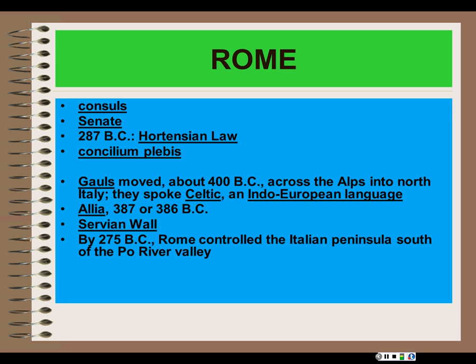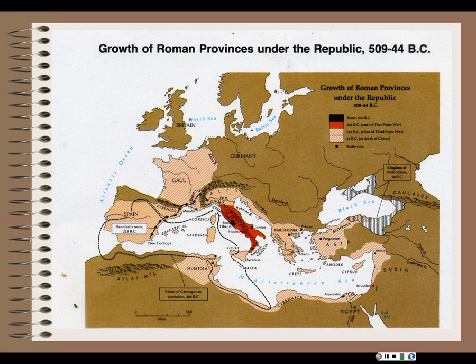So the Romans quickly began to learn that in order to be a stable state militarily, they had to do all of the right things, and sometimes that meant building very successful defenses like the Servian Wall. Eventually, Rome took more and more pieces of the Italian peninsula over until by about 275 BC, Rome controlled the entire Italian peninsula south of the Po River Valley.